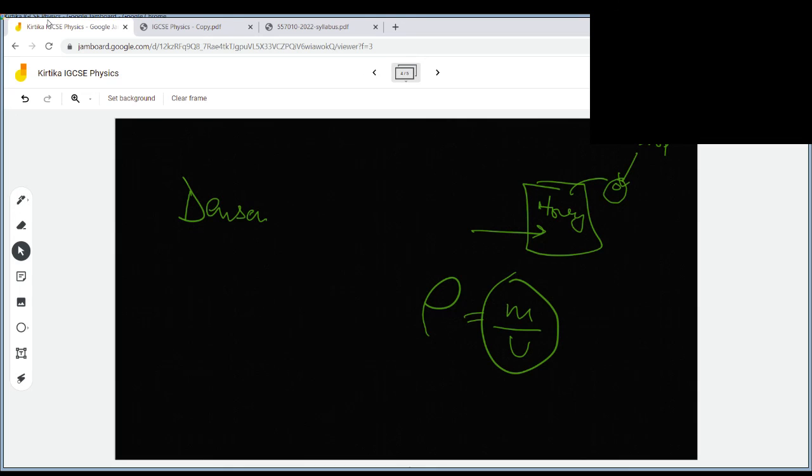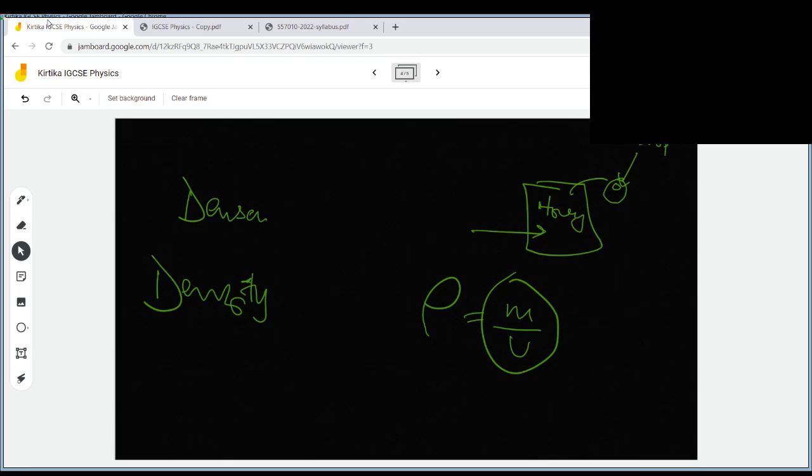The question was which objects would sink and which would float. The first thing is density. If the density of an object is more than the density of water, it will sink in water. If the density of an object is less than the density of water, it will float, no matter how much its mass is.